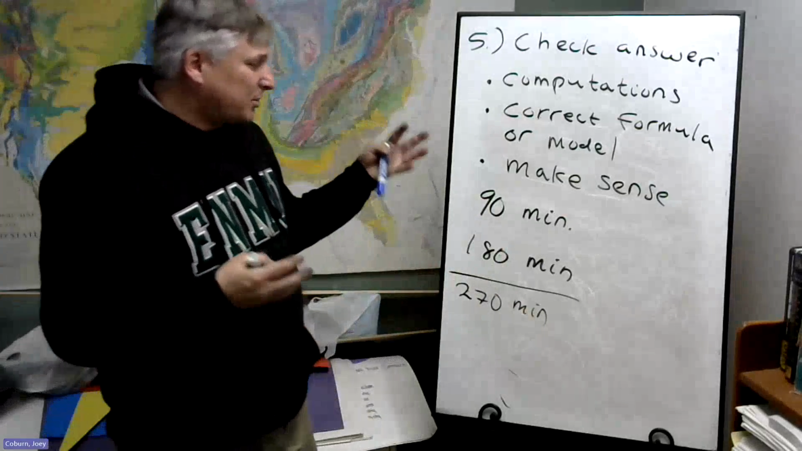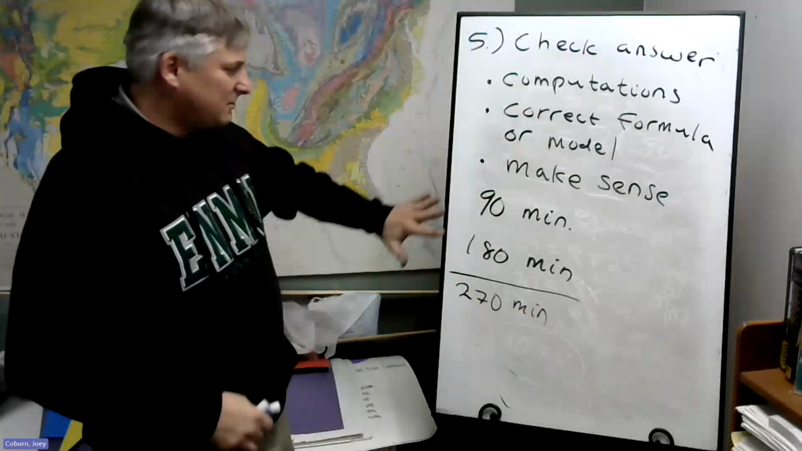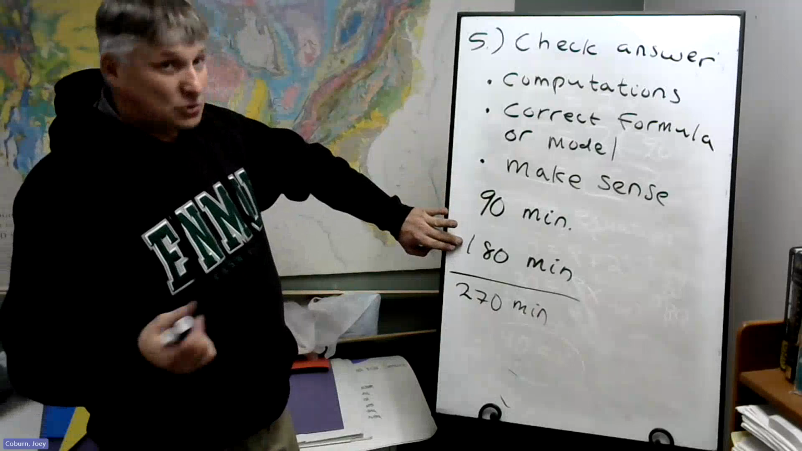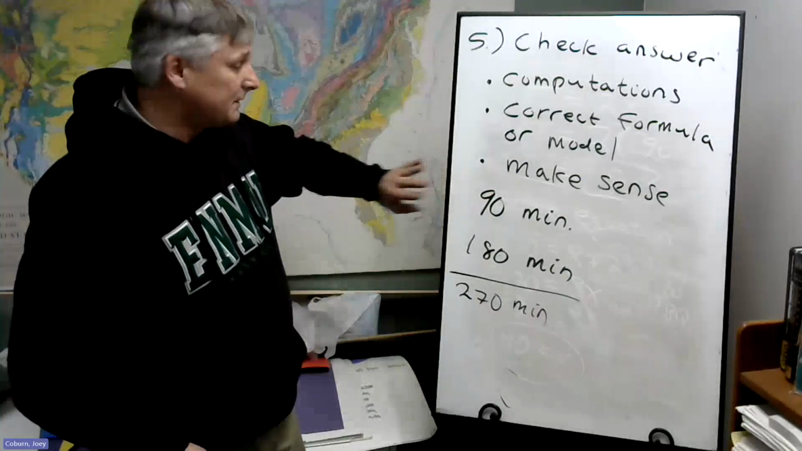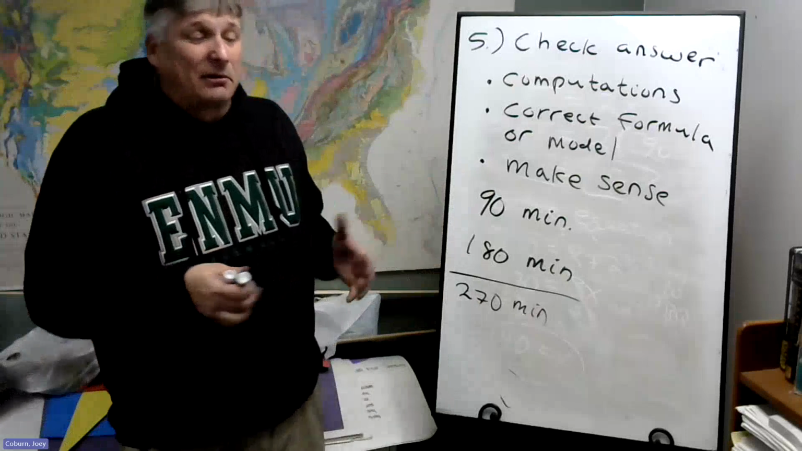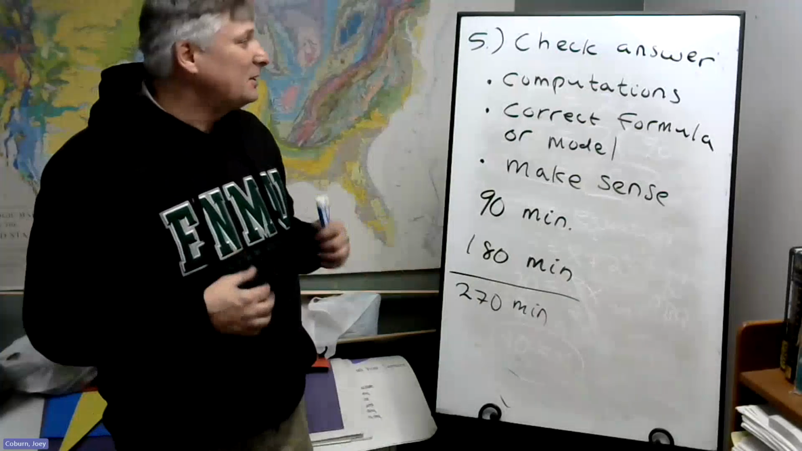So this answer seems pretty good. We got positive times. The Vaughn to Albuquerque time is twice the Roswell to Vaughn time. Add them up, and you do get the same total time. So this seems like a good answer. So that's the introduction there.